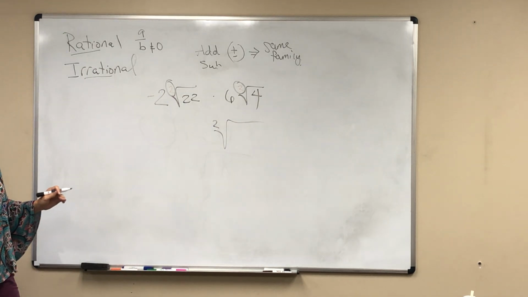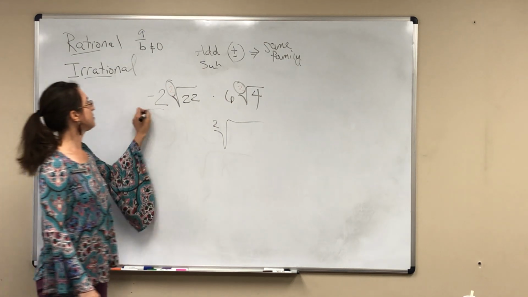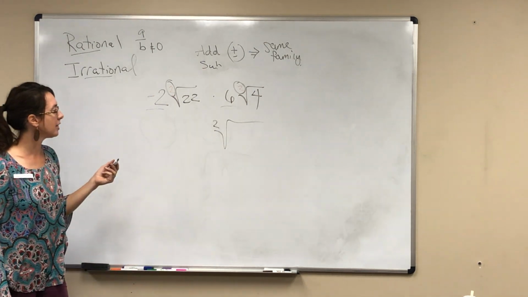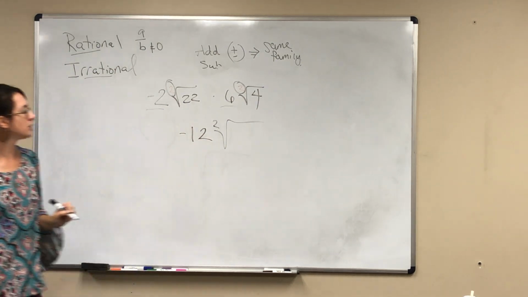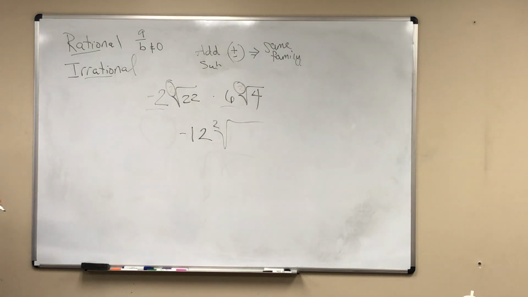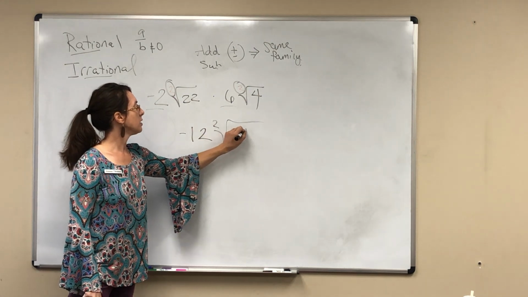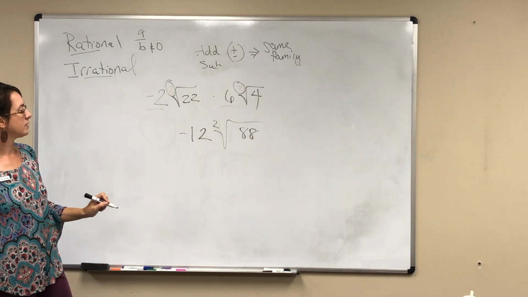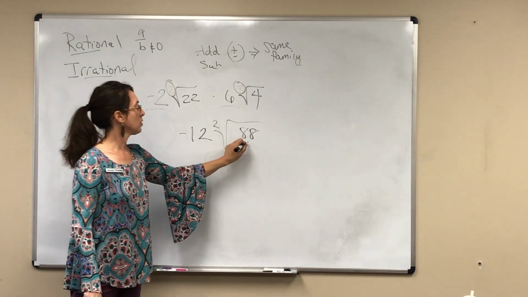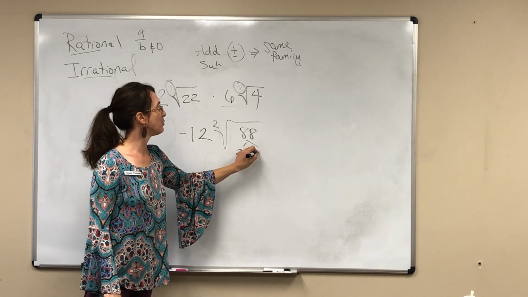Now, what 2 numbers get multiplied on the outside? -2 and 6, so I end up with -12. All right, what 2 numbers get multiplied on the inside? 22 and 4, so I get 88. Which is what? 22 times 4.